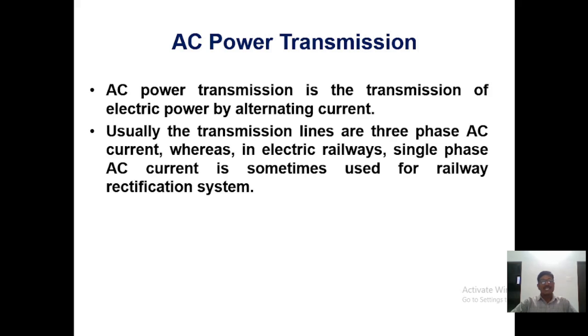Usually the transmission lines are three-phase AC current, whereas in electric railways, single-phase AC current is sometimes used for railway rectification systems. Otherwise, in most cases we are using the three-phase AC system.